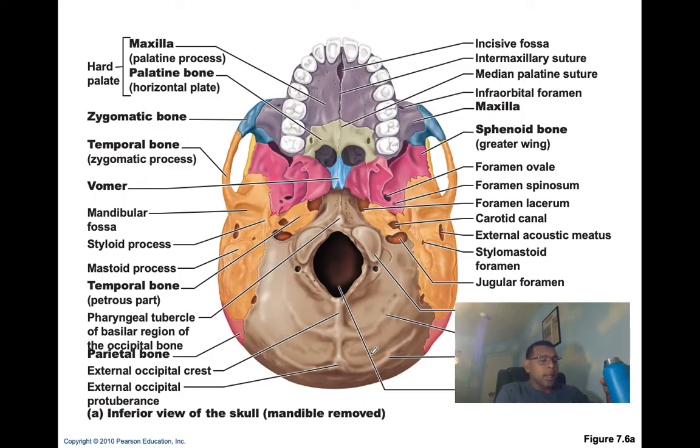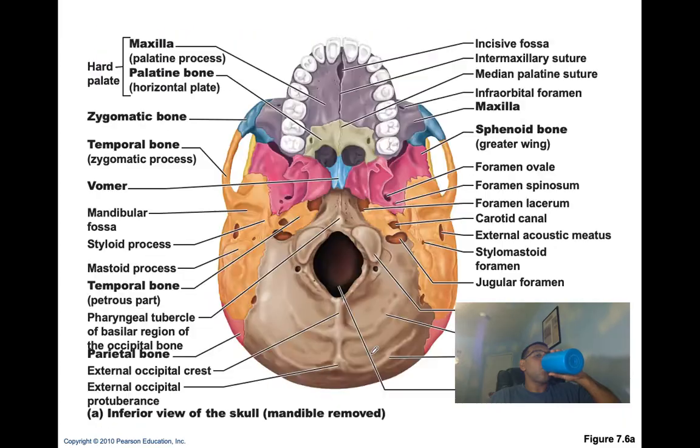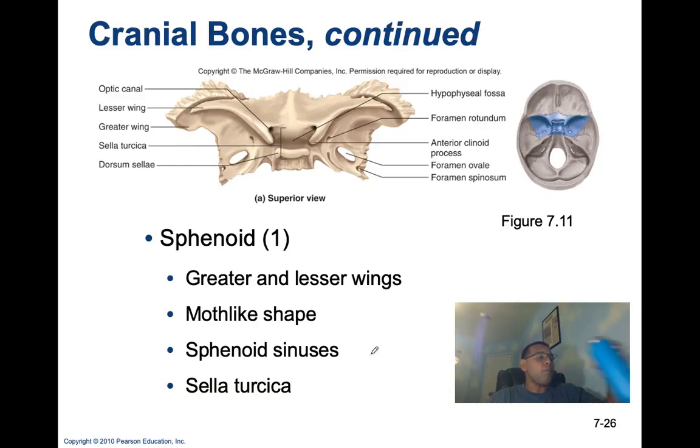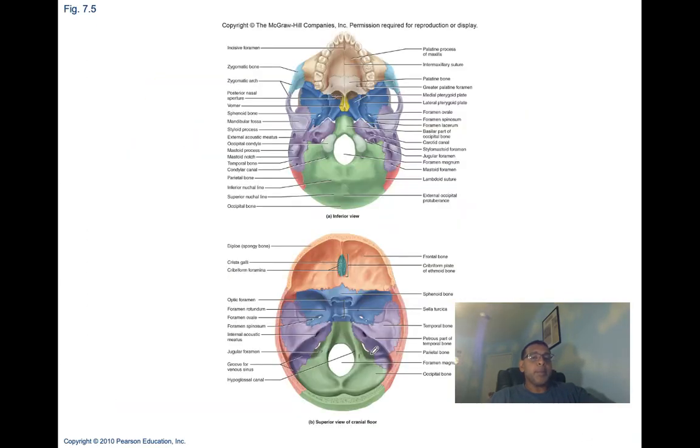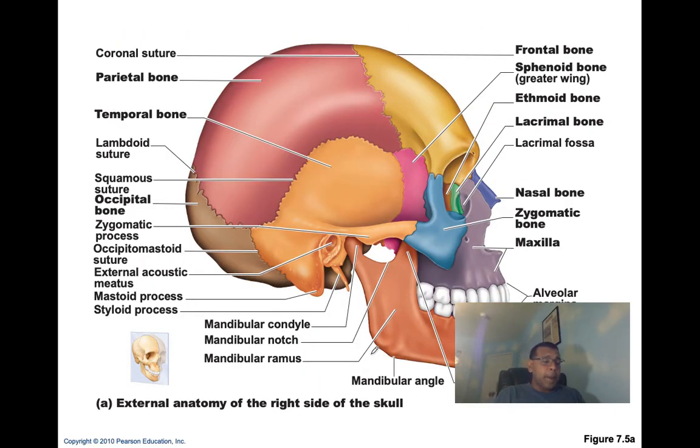Next then are the temporal bones. Now when we talk about temporal bones, they are going to be found inferior to the parietal bones, and they will meet each other at the squamous suture, as we have talked about and we've seen.